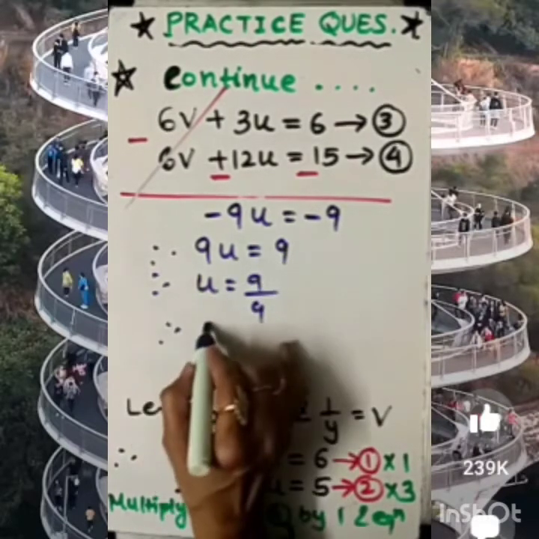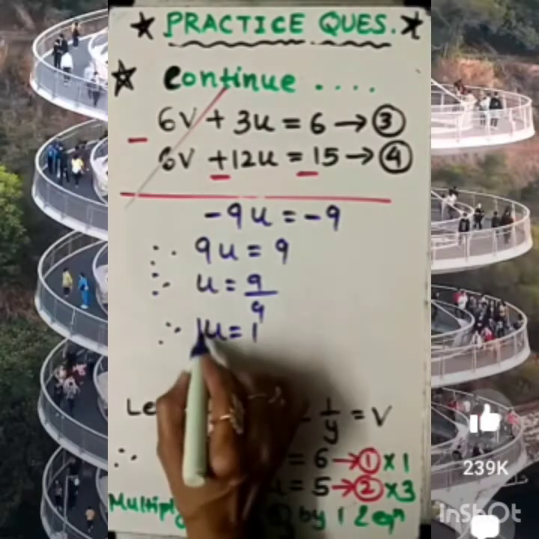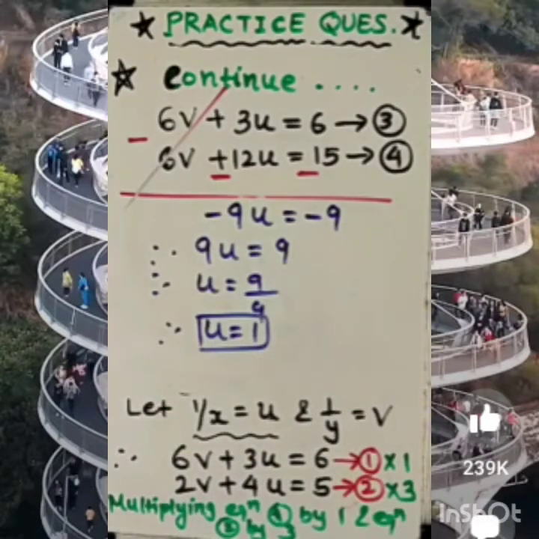So as you know, that is u equal to 1. The value of u we got. Now any one of this equation, we can put the value of u. And let's see what will be the result.